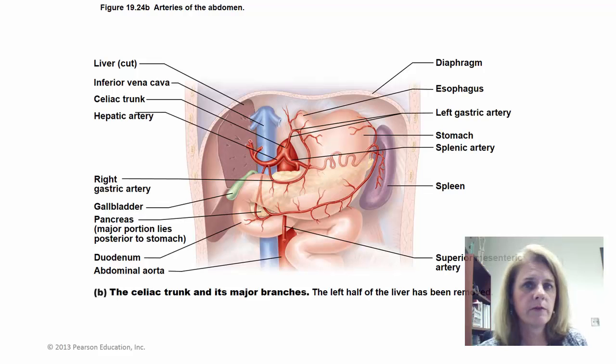Watch Miss Graham's video on those arteries and veins, and then we're going to move on into the arteries and veins of the abdomen. So these are the ones that go out to the stomach and the liver and spleen and intestines.